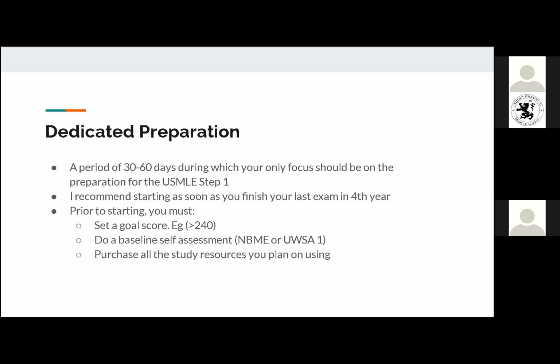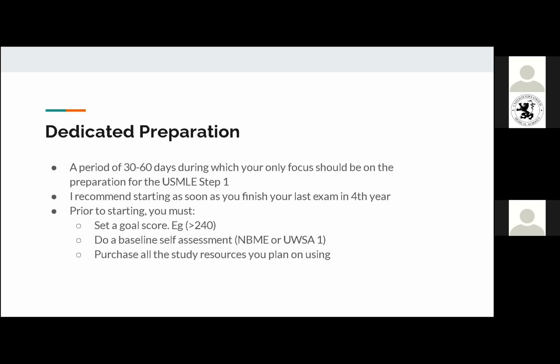Dedicated preparation is a period of 30 to 60 days. During this period, your only focus should be on the preparation for the USMLE Step 1. It depends on you how long you want your dedicated period to be. I think 30 to 60 days is good, and I think the optimum time is 50 days.